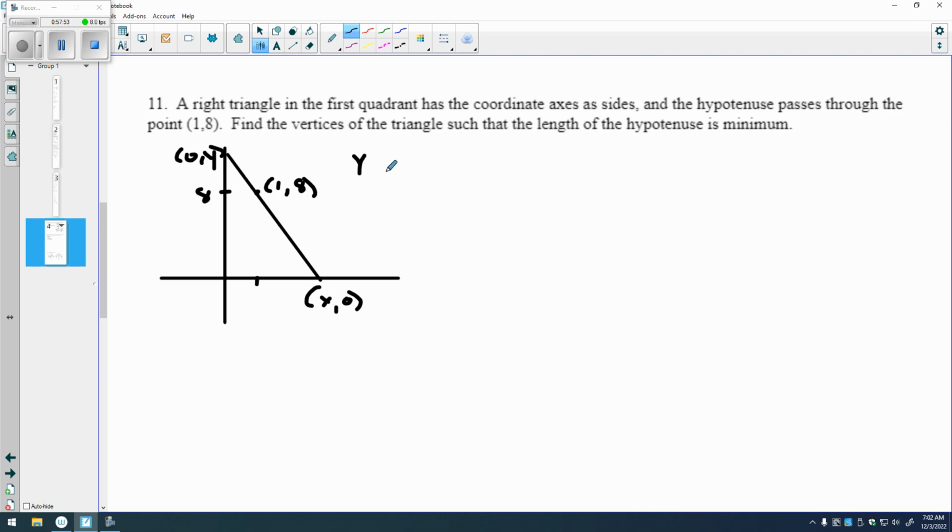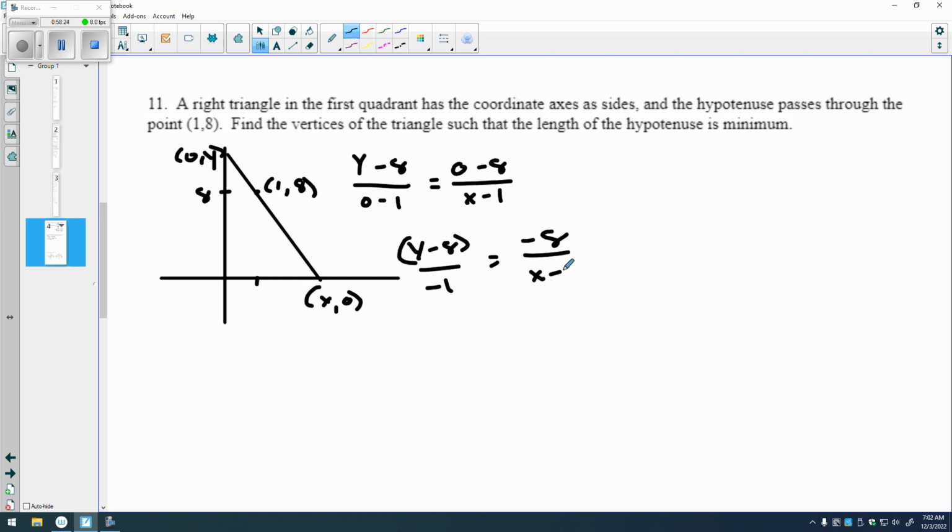is 1, 8. So it's y2 minus y1 over x2 minus x1 equals, go over to here, y2 minus y1 over x2 minus x1. Do a little simplifying. I get y minus 8 over x minus 1. I don't need that parentheses. Equals negative 8 over x minus 1.